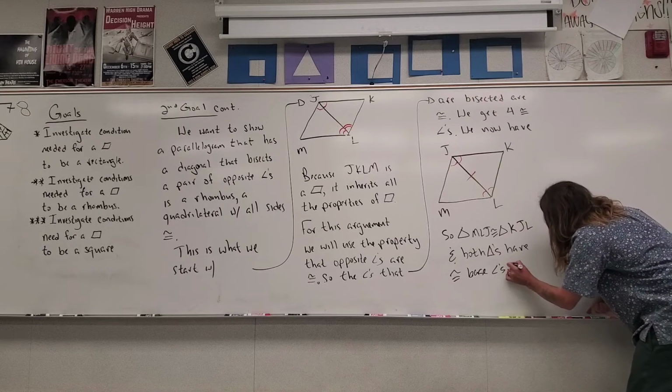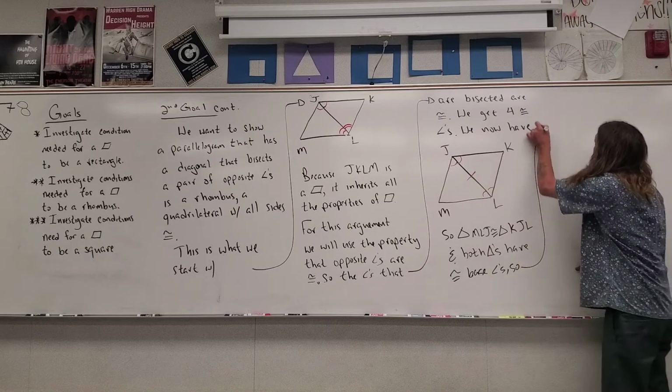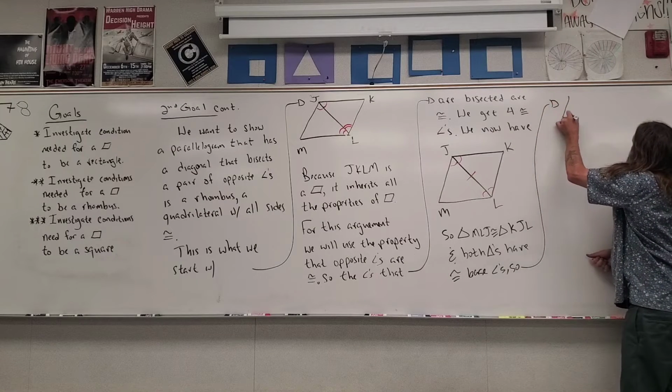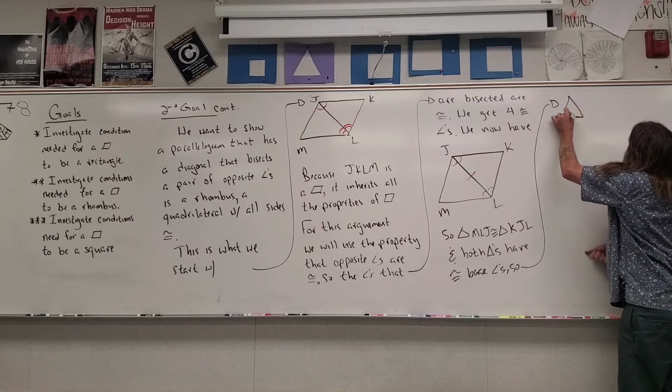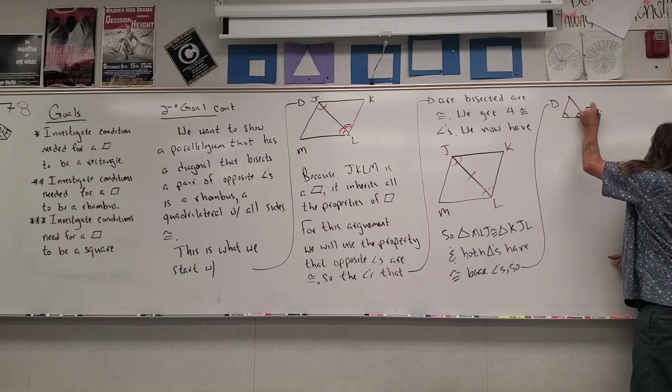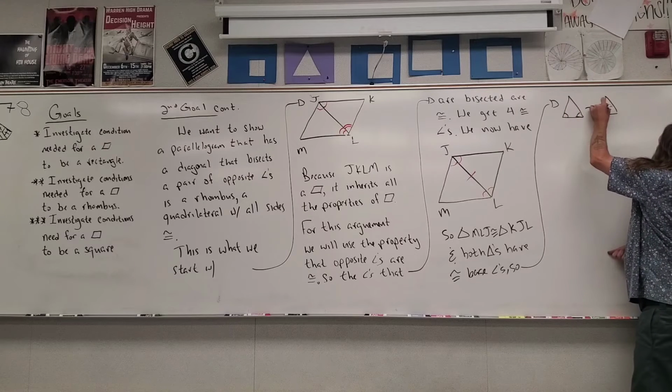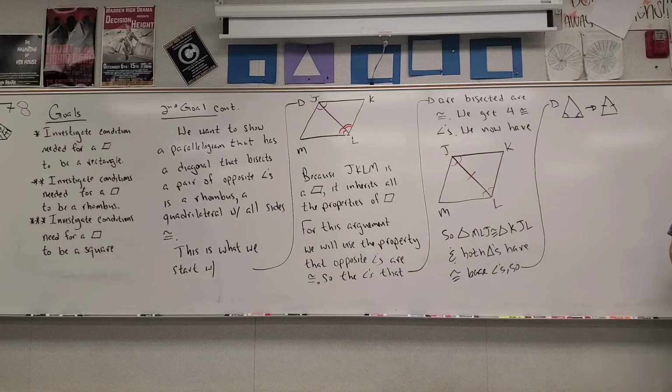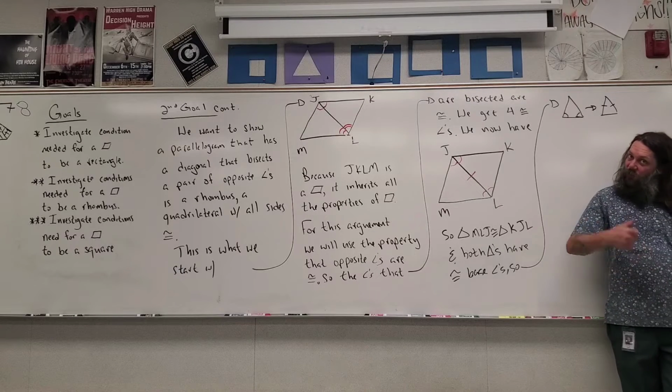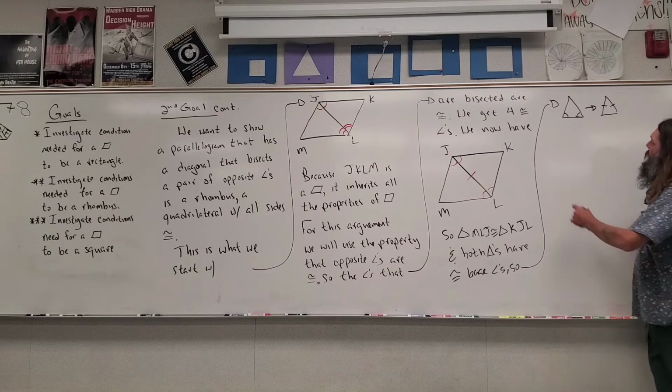So, what that means is if I have this condition, that means that I have that condition. So, in fact, our congruent triangles are actually isosceles triangles.